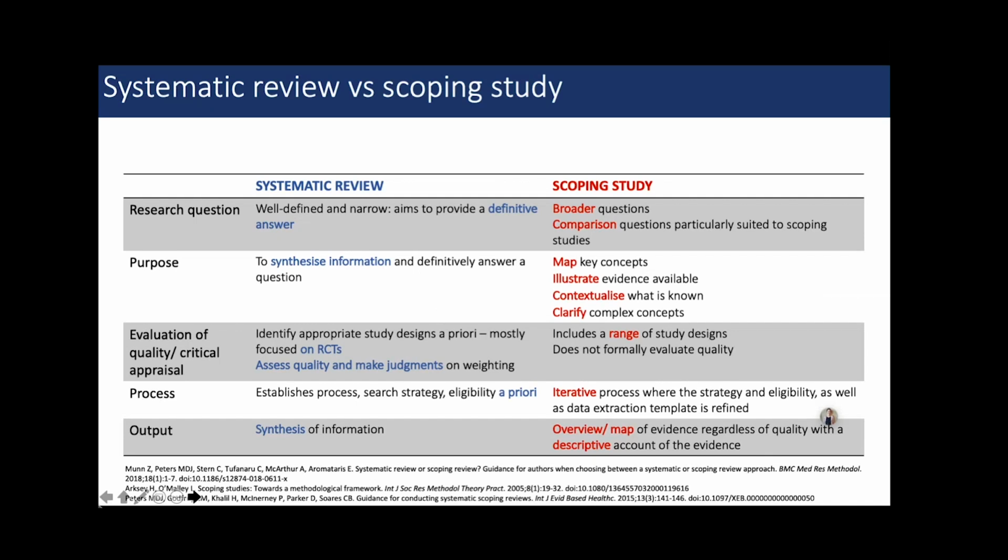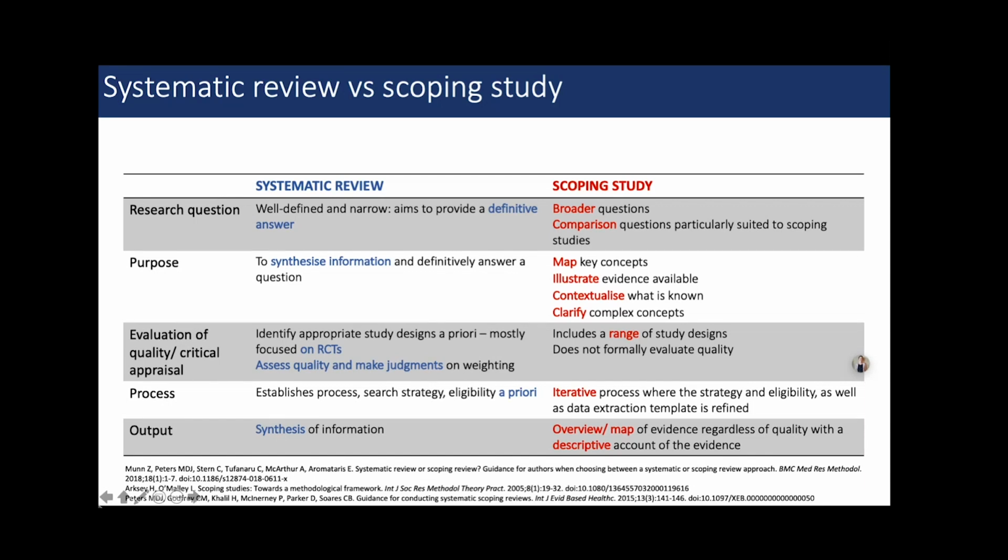Next. The main question seems to be, should you do a systematic review or a scoping study? And that depends on a lot of things. Firstly, the research question for a systematic review is quite well defined and narrow because it's looking to provide a very definitive answer and synthesize that information to provide that answer. Whereas a scoping study focuses on broader questions and is quite well suited to comparison. And its purpose is that mapping, illustrating, contextualizing and clarifying.